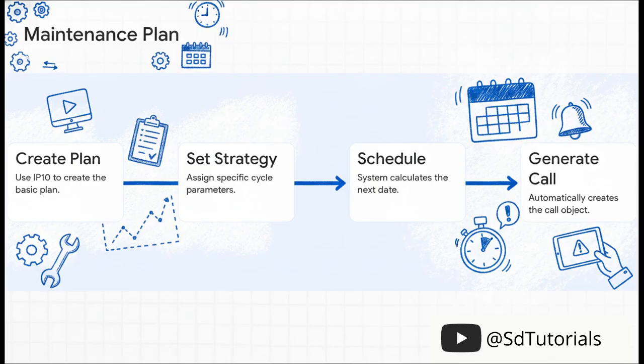To put all this on autopilot, we build a maintenance plan using transaction IP10. We just assign a maintenance strategy with specific cycle intervals, maybe monthly inspections or annual overhauls, and then we just let the system do its thing. SAP evaluates those counter readings or the calendar dates and automatically generates the maintenance call objects. The system is literally tapping the planner on the shoulder, telling them exactly when the service is due.